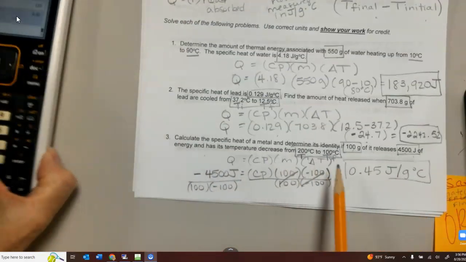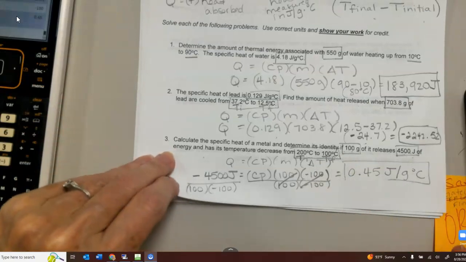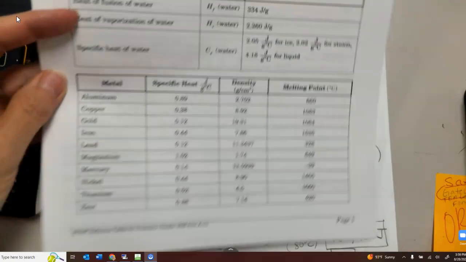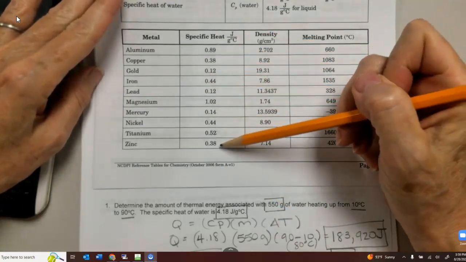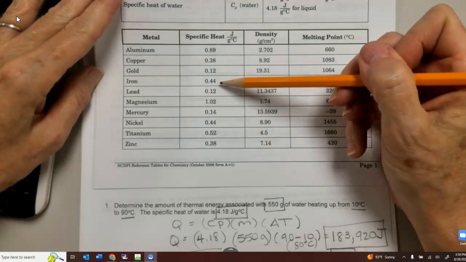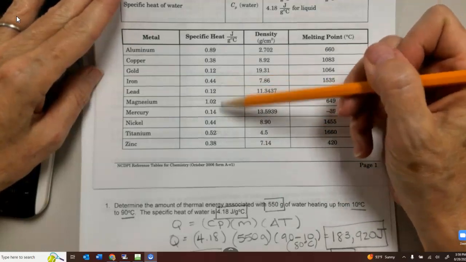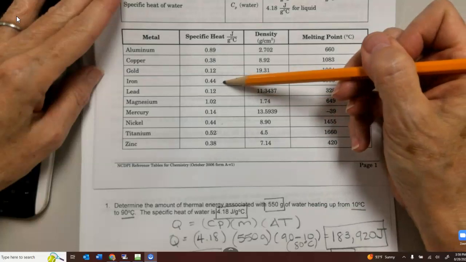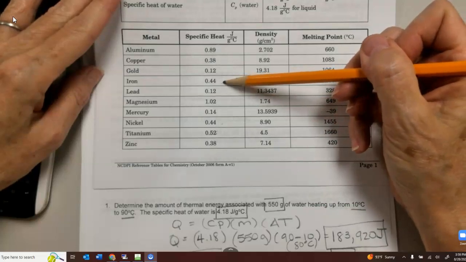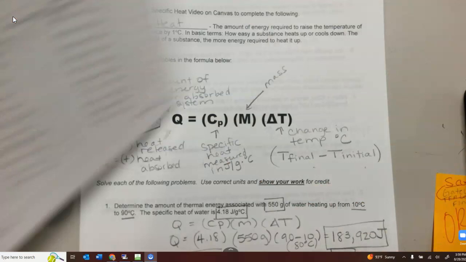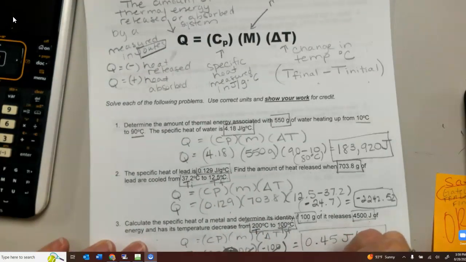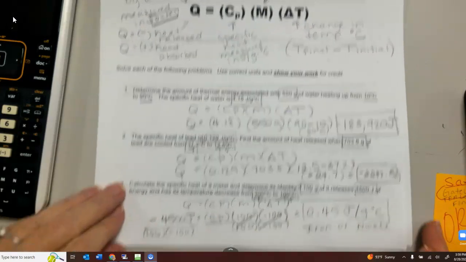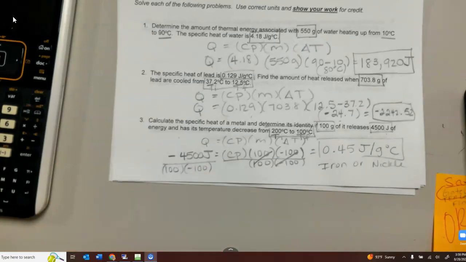And then it also says identify the metal. So we're going to go to our reference sheet and see some specific heats of some metals. And ours is 0.45. Notice iron is 0.44, or nickel's 0.44. So we can say for sure that this is either iron or nickel. We're not exactly sure which one, so I would say this is either iron or nickel. Okay, let's do, oops, you can't see it, iron or nickel.